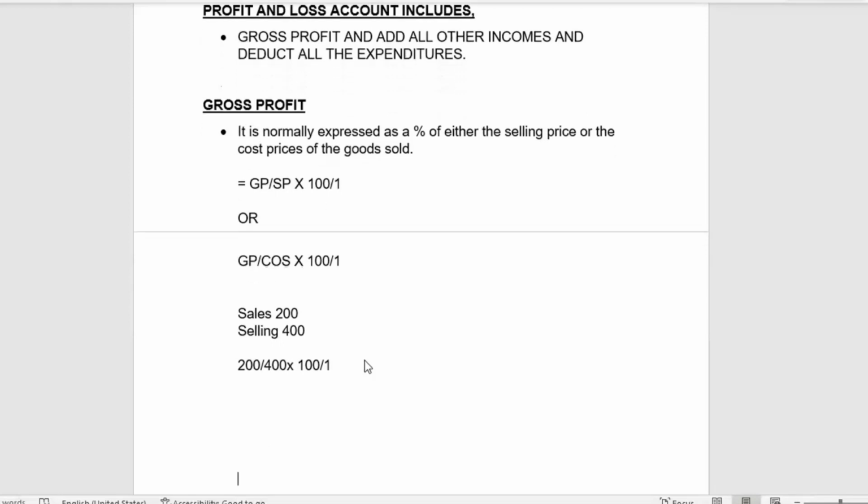Let me just see what this would give me. It should give you something like 50%. So you just say 200 divided by 400. This one is not a big deal. It's just the basic foundations. So you just say gross profit over the selling price, and then you multiply by 100.